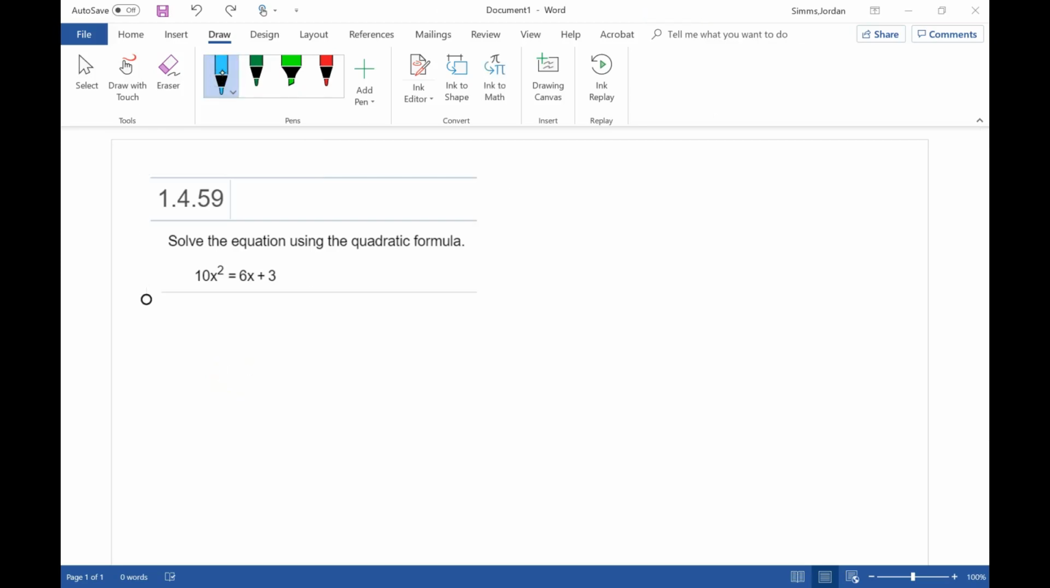So first things first, we're going to get all this stuff over to one side, right? So I'm going to minus 6x and I'm going to minus 3 from both sides. This is going to give us 10x squared minus 6x minus 3 equal to 0. Remember, at this point we could just graph this and see the answer, right? But let's work it out anyway.